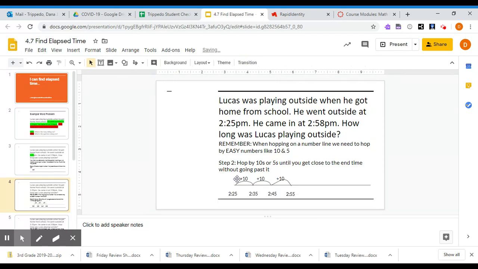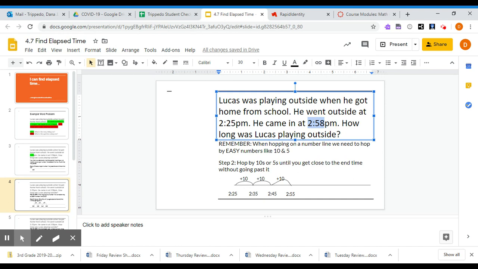So as you can see here, I've already hopped by our easy numbers. And every time I created that hop, I added that new time underneath so I could double check with my end time and make sure, have I gone past it? No, okay, so I can make another hop. And I knew when I made that last hop of 10, 2:55, if I hopped another 10, that would go into a new hour. And that would be past what our end time was.